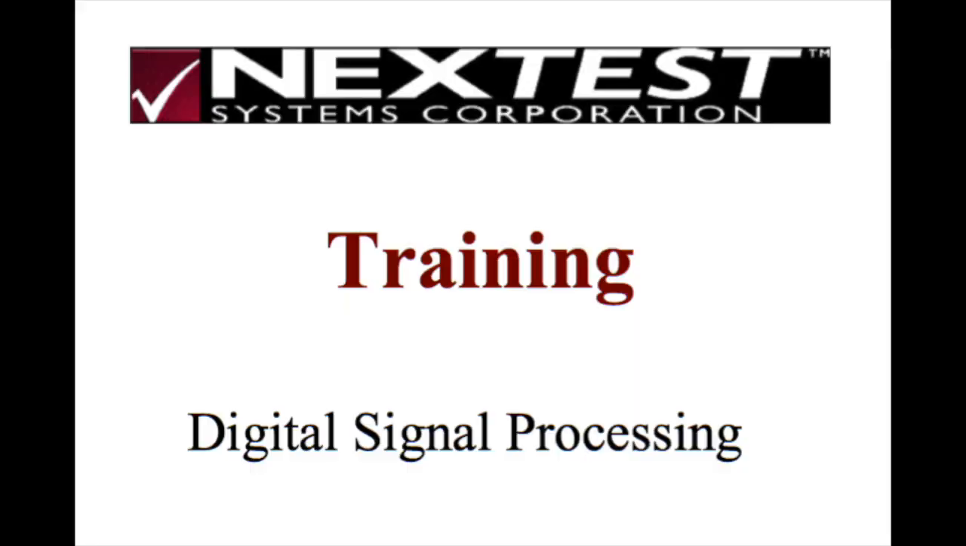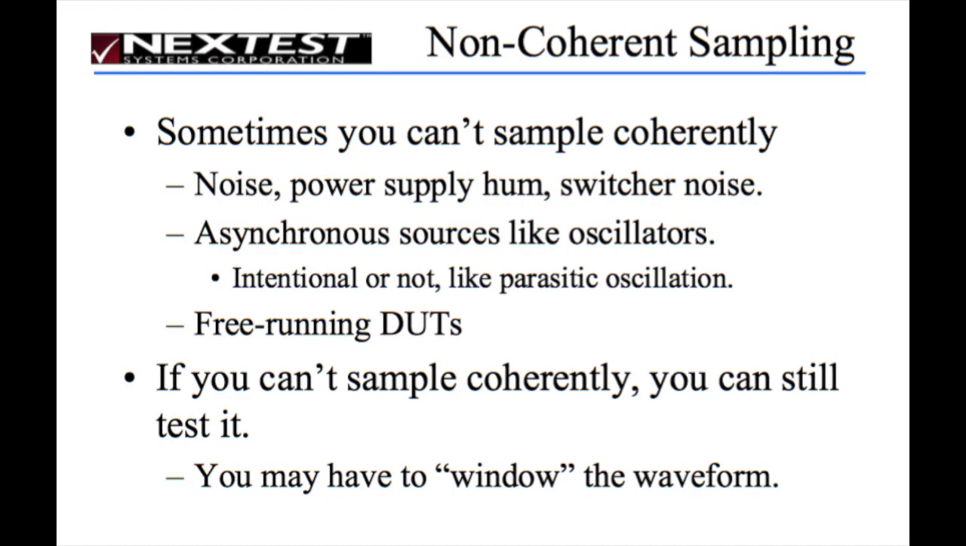So this is part 3 of the Nextest DSP training course, and I'm trying to get through it in a reasonable number of episodes. So let's get into non-coherent sampling. I talk about non-coherent sampling a lot. That's what you do when you use a scope. We just talked about coherent sampling, but sometimes you can't sample coherently.